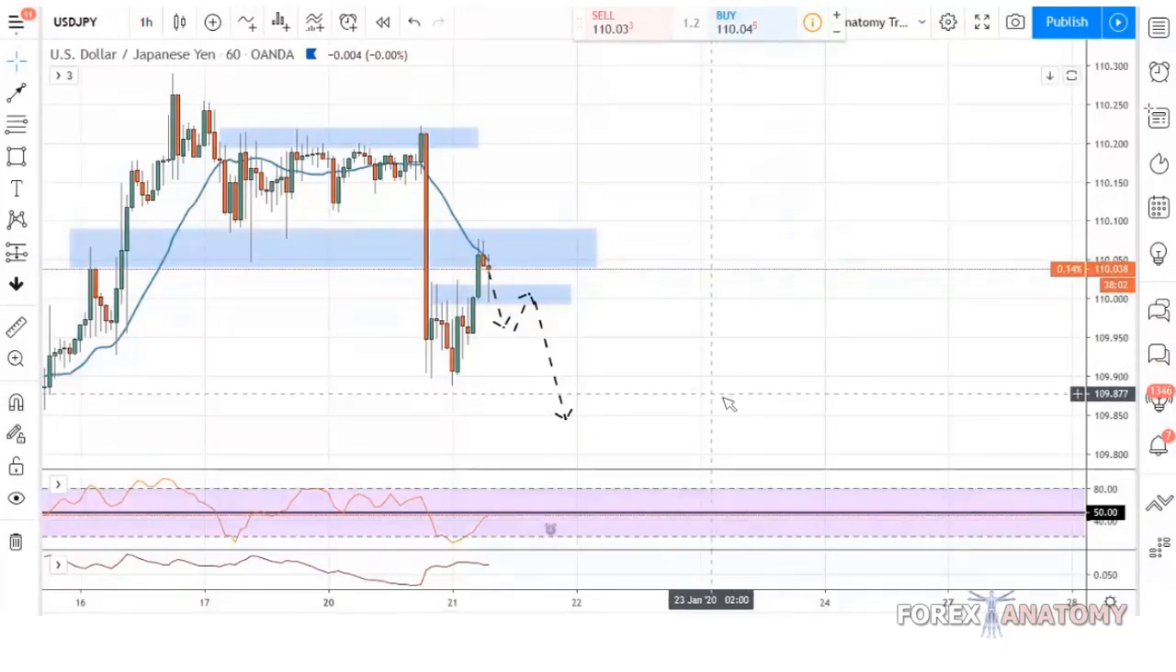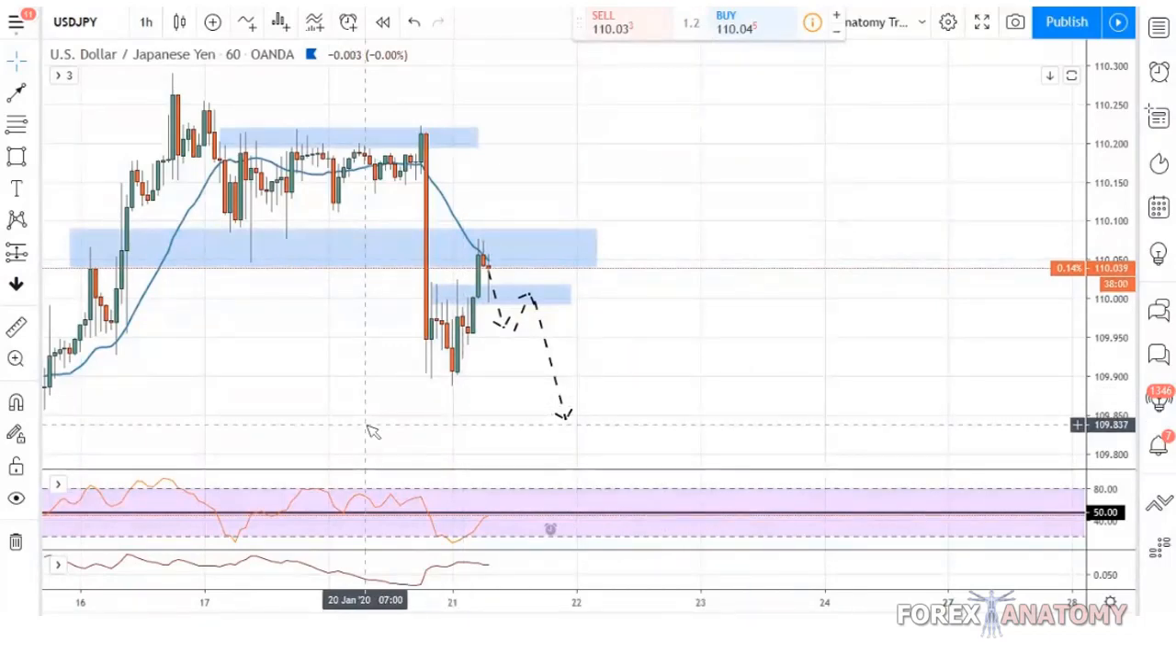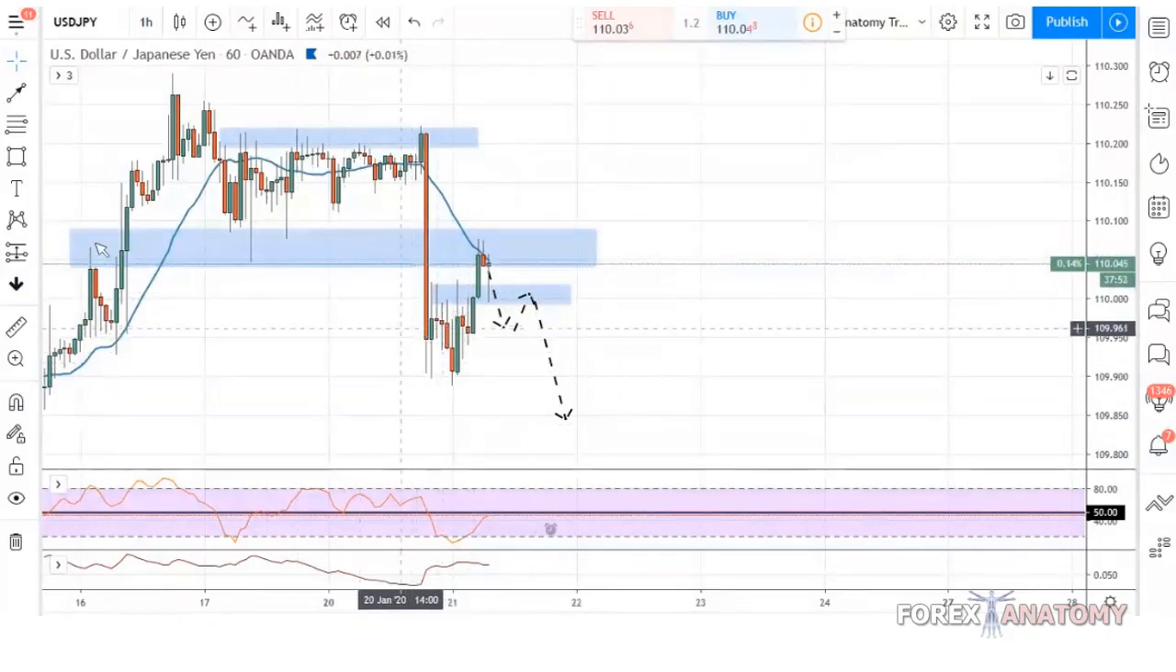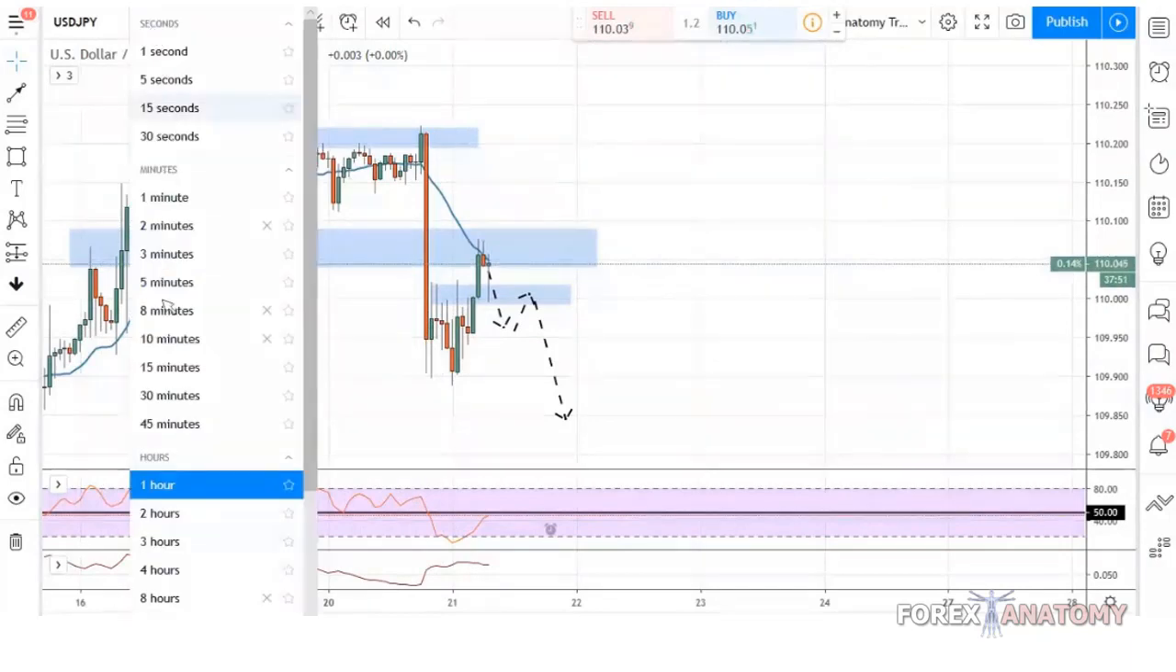But yeah, this is what we're looking for right now on the US dollar Japanese yen, this sell setup to take place. So we can just look for that. Let's see what's happening on the 15-minute.